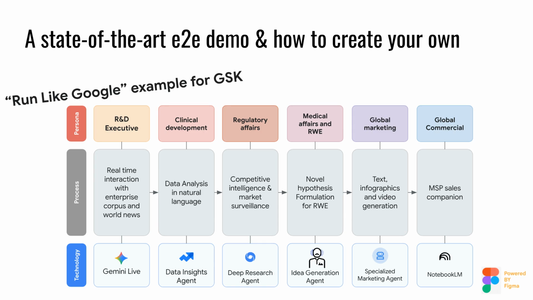This is an example of an end-to-end narrative created for GSK, where we follow the life cycle of a drug from R&D all the way to commercialization. You can see how we target different personas across the different business units. The demo storyteller agent helps us identify which Agentspace agent is the right one to be used by the different personas, and it will also give us prompts to use.